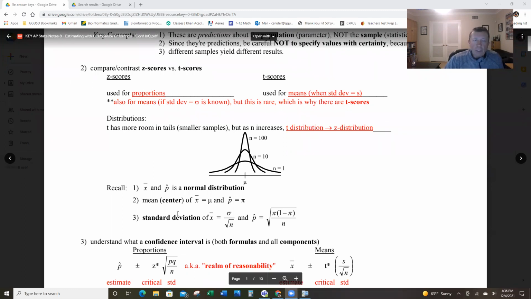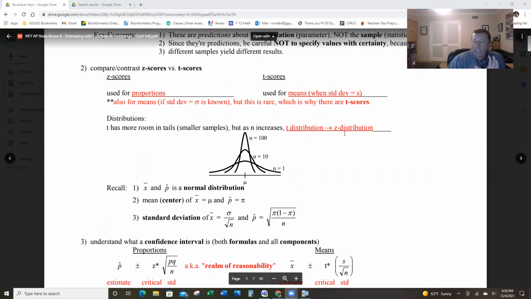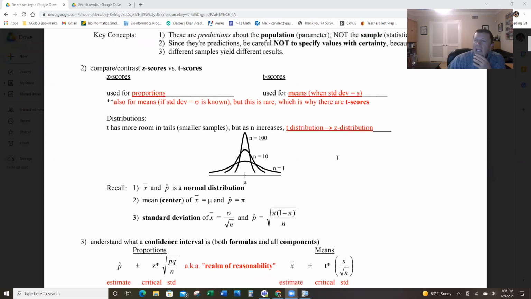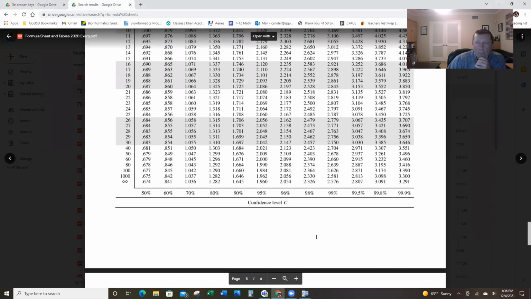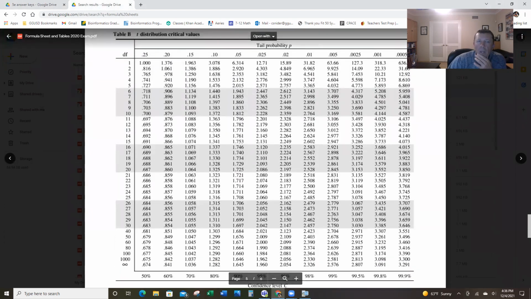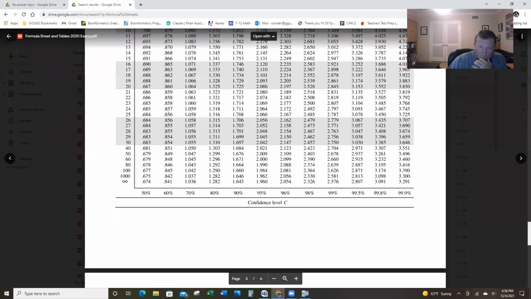And the difference is, let me show you. The t distribution has more room in the tails because it's a sample. But as the t distribution increases in sample size, it starts becoming a z distribution. It's kind of like one of those limits in calculus. On the table B that we're going to be using, this is kind of cool. This is the concept. When we're using a critical value for a z, we're going to use this bottom number for a z. So 95% confident is going to be the critical value 1.96.